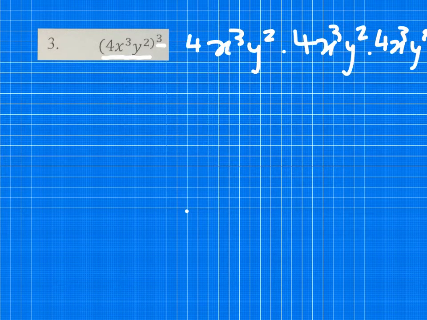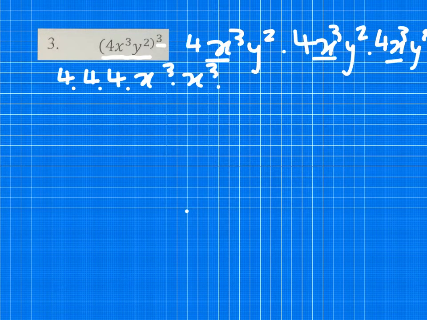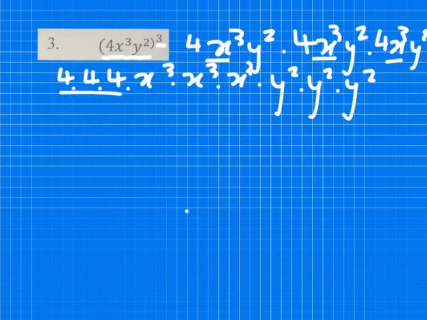Then, because everything is multiplied together, we can rearrange and change the order without changing the nature of the problem. So we could multiply those 4's together. We notice that we've got x 3 times, x cubed, and x cubed, and the same with the y, we have y squared, and y squared. 4 times 4 times 4 makes 64.